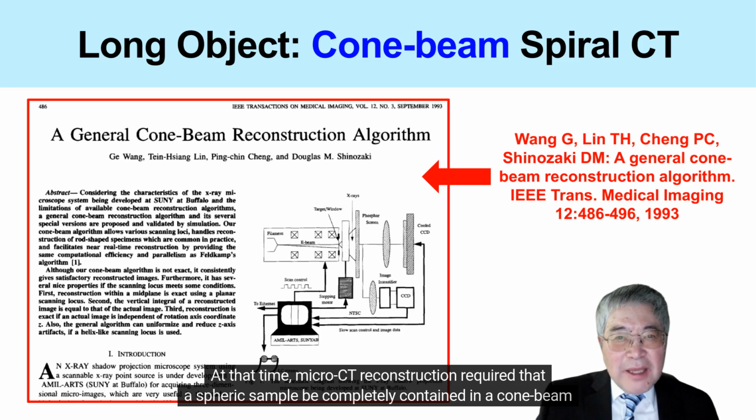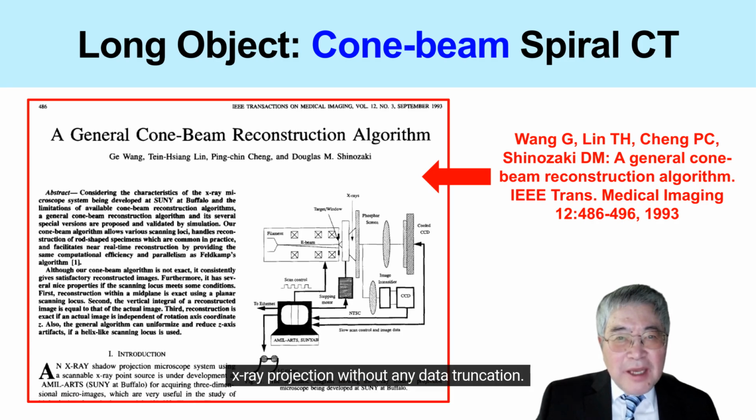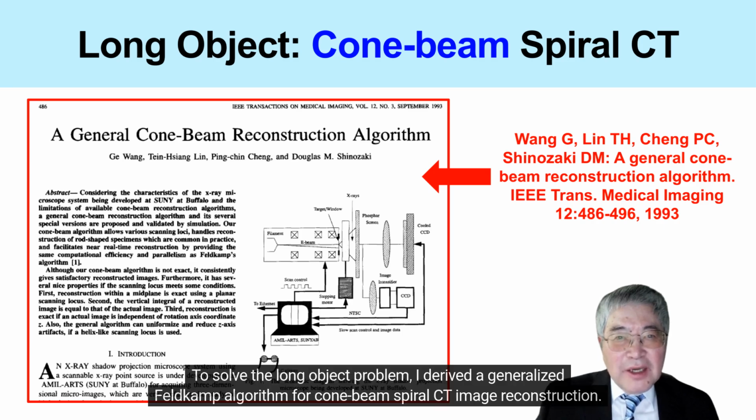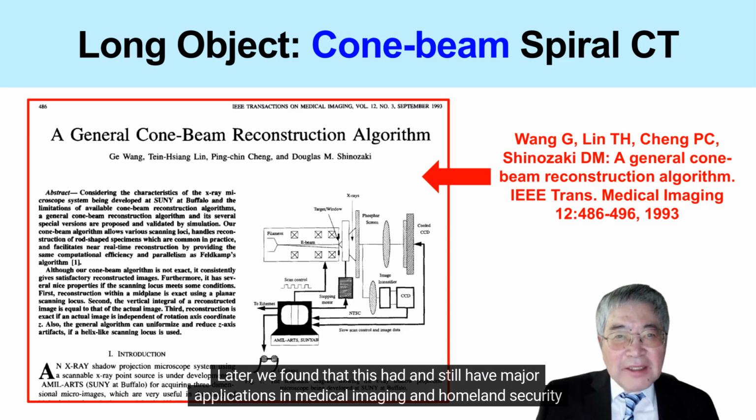At that time, micro-CT reconstruction required that a spheric sample be completely contained in a cone beam X-ray projection without any data truncation. To solve the long object problem, I derived a generalized Feldkamp algorithm for cone beam spiral CT image reconstruction. Later, we found that this had, and still has, major applications in medical imaging and homeland security screening.